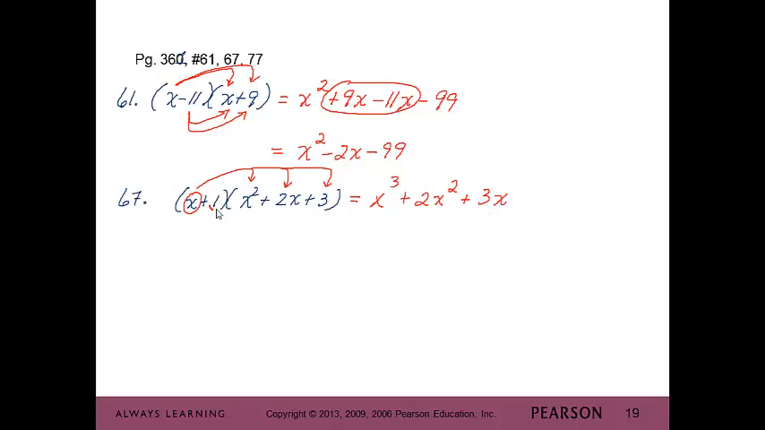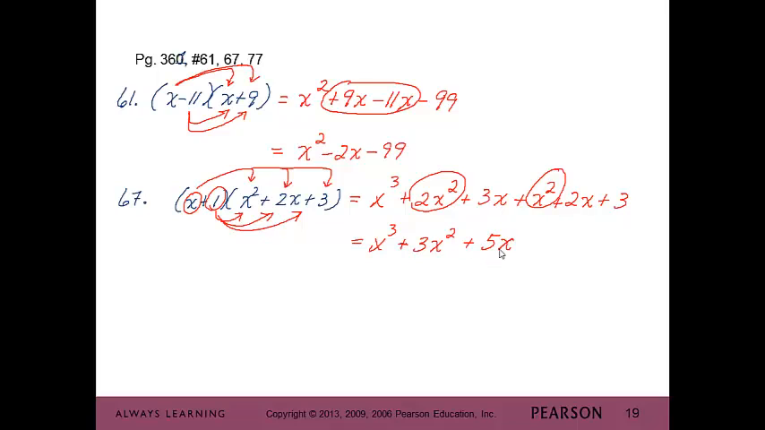Then we're going to multiply 1 by each term of the second polynomial, and we're going to get plus x squared, plus 2x, and then plus 3. So now we combine our like terms, and we have x to the third power plus 2x squared plus x squared makes it 3x squared. And then 3x plus 2x is 5x, and then plus 3.